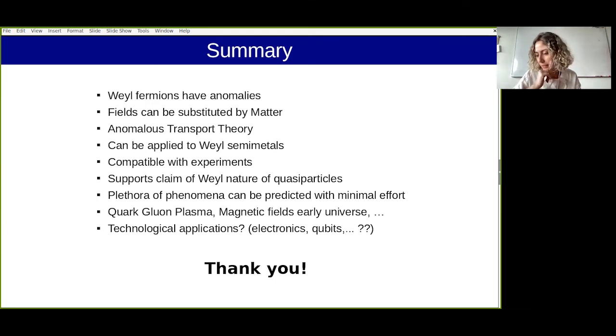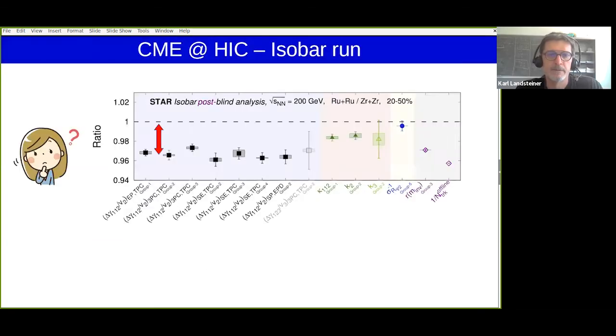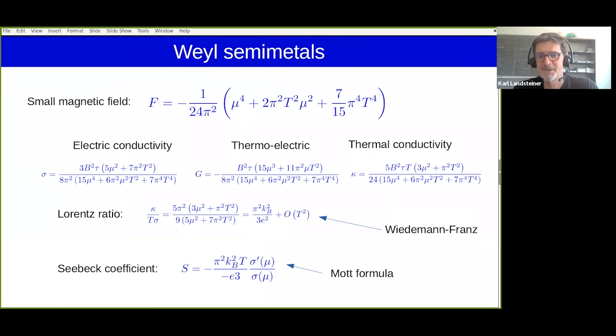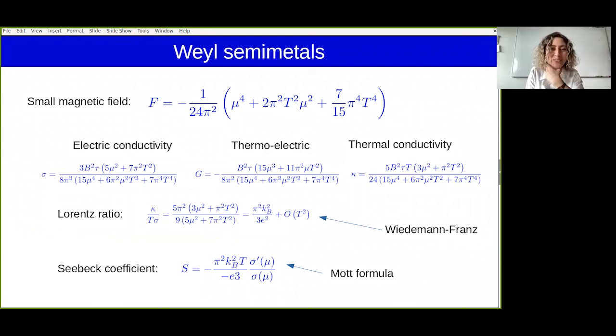Actually, I have two questions. You said that Wiedemann-Franz laws get the anomaly coefficients. But normally, of course, you don't need anomaly coefficients to get the Wiedemann-Franz law. I mean, that's completely independent of it. This is just my stupid or fancy way of whatever to derive the Wiedemann-Franz law.